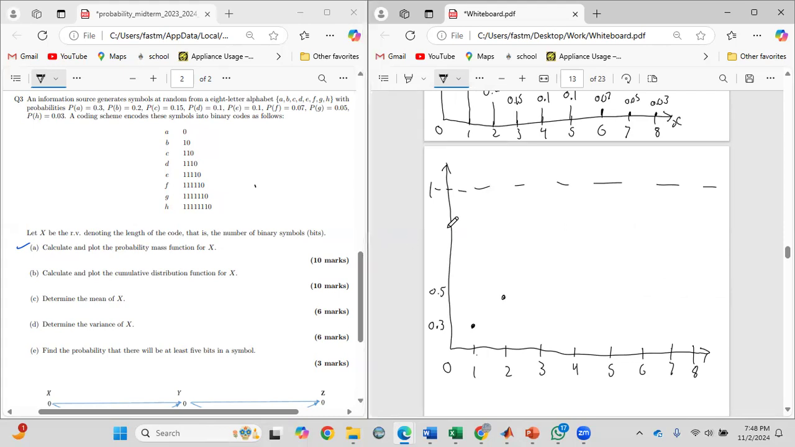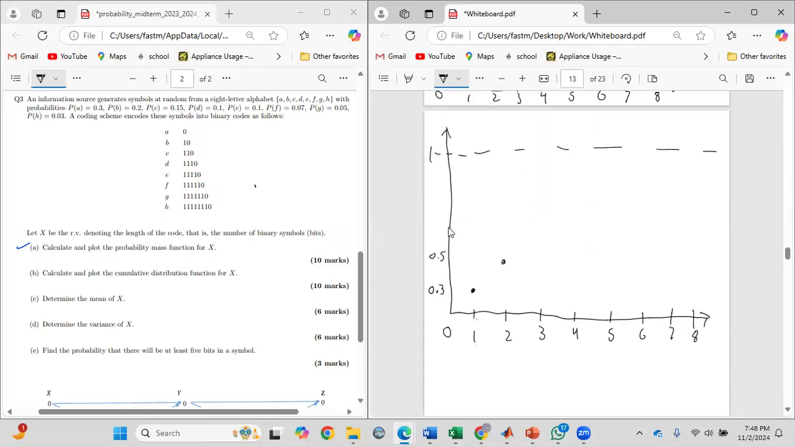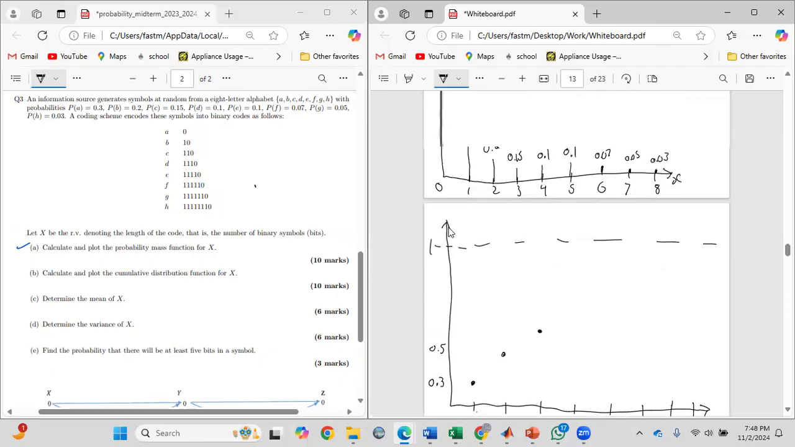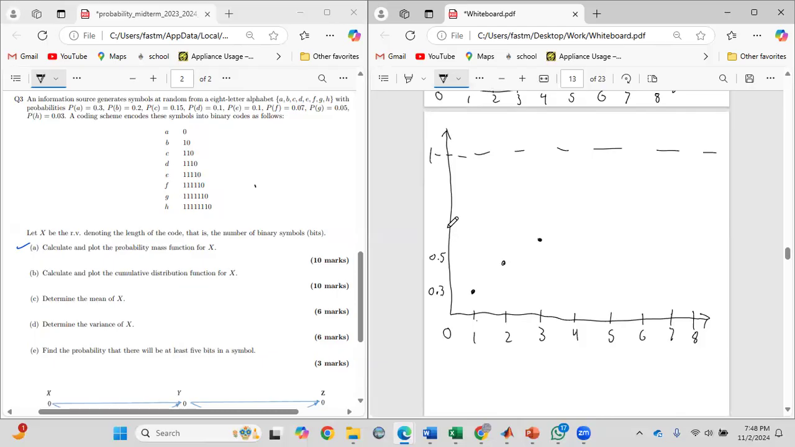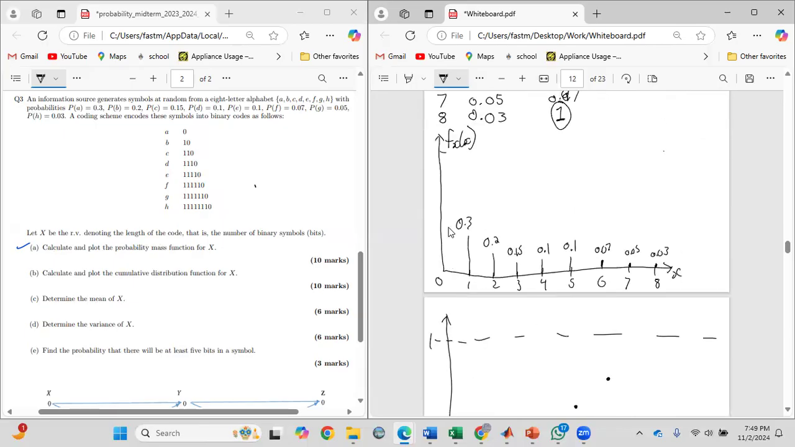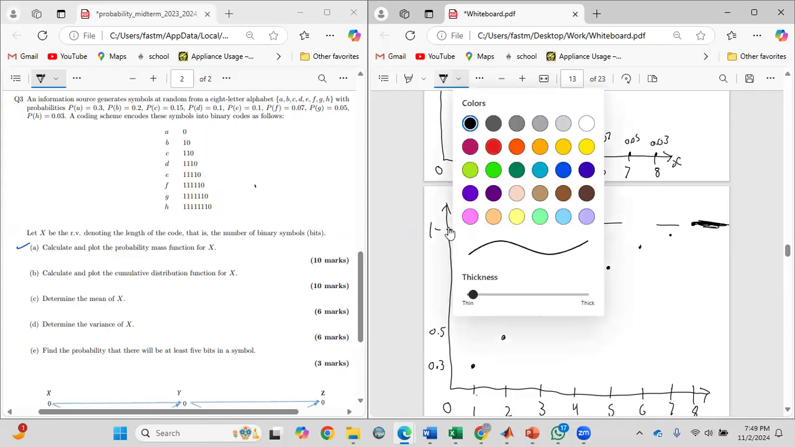Then at 3, 0.65. So 3 is 0.65. Then at 4, 0.75. And then 5 was 0.85. And then 6 was 0.92. And then you have 0.97. And then 8, you have 1, which we know just plateaus because you had 1. So that's how I do it, right? So I just put the dots.